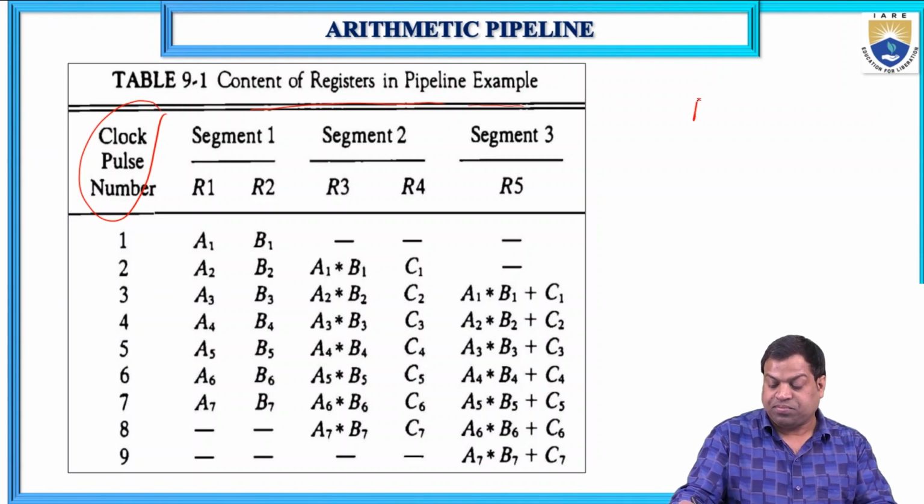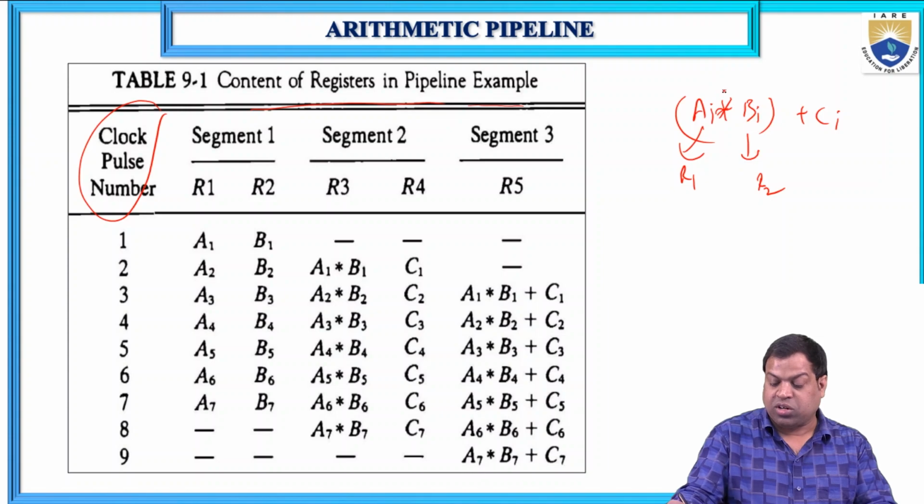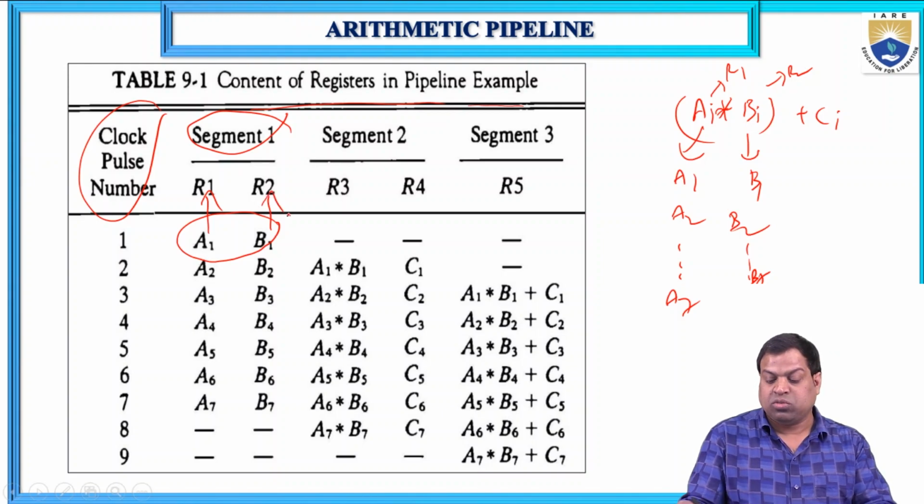First I am calling Ai equal to R1, Bi equal to R2. So first I am taking A in R1 and B in R2. Ai means first I am taking A1, here B1, after that A2, B2, and so on up to A7 and B7. So first I am taking A1 and B1 in segment 1. So A1 equal to R1 and B1 equal to R2. These functions I am calling as Ai in R1, Bi in R2.